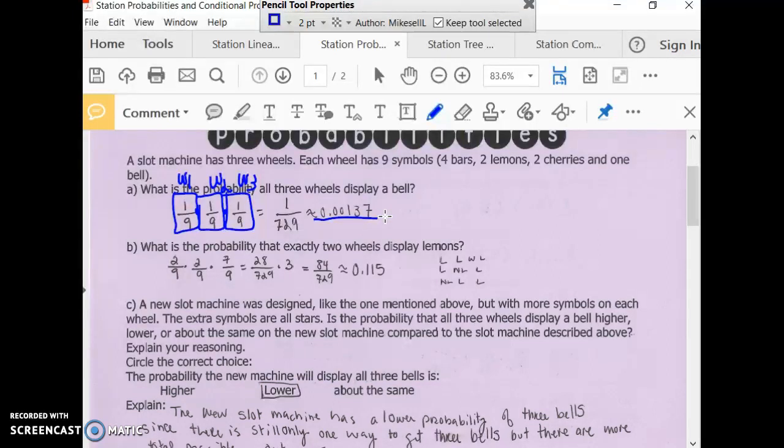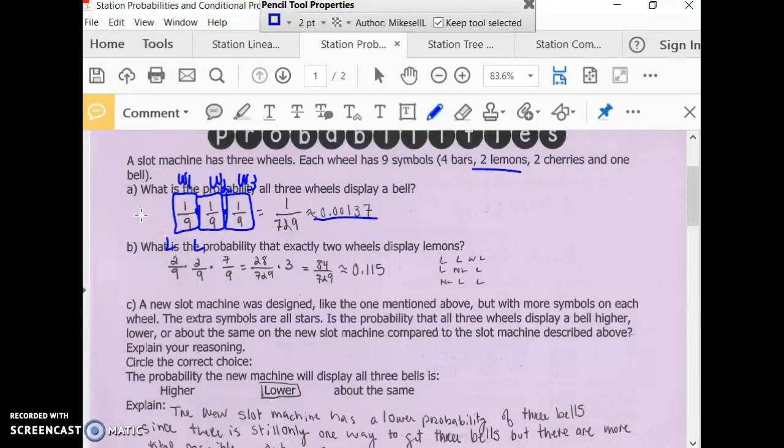What's the probability that exactly 2 wheels display a lemon? So I got 2 wheels display a lemon, so I got 2 out of 9. This is a lemon, this is a lemon. So I have 2 out of 9 ways, 2 out of 9 ways. Well, the probability that the third wheel isn't a lemon, I have to get 7 out of 9, because then I got 4 bars, 2 cherries, and 1 bell, which would work out. So then 2 times 2 times 7, which is 28, over 9 times 9 times 9, 729.